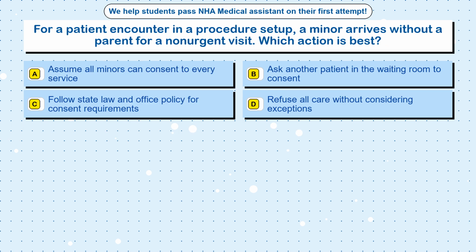Question 40. For a patient encounter in a procedure setup, a minor arrives without a parent for a non-urgent visit. Which action is best? Option A, assume all minors can consent to every service. Option B, ask another patient in the waiting room to consent. Option C, follow state law and office policy for consent requirements. Option D, refuse all care without considering exceptions.